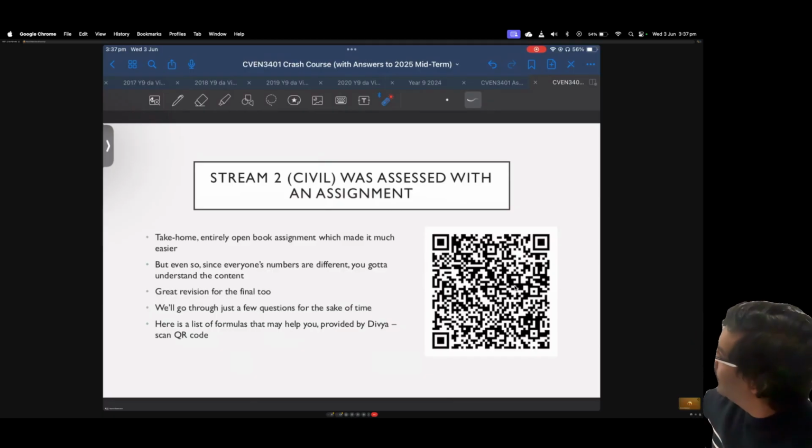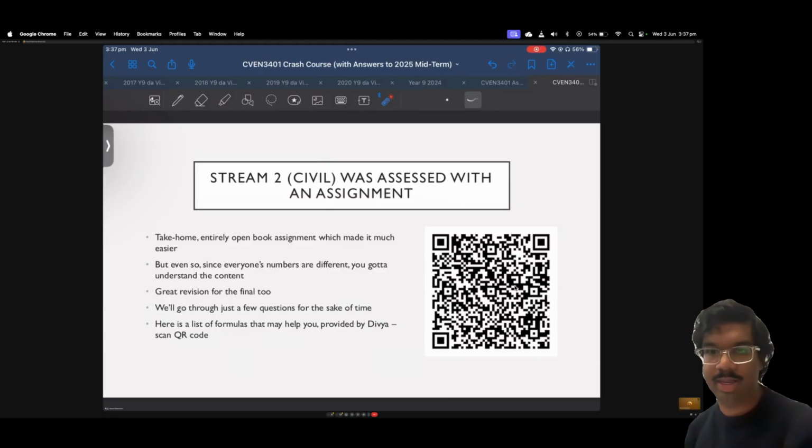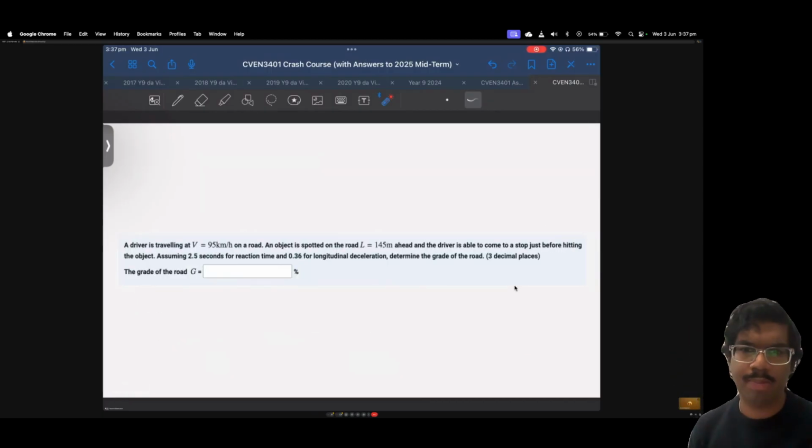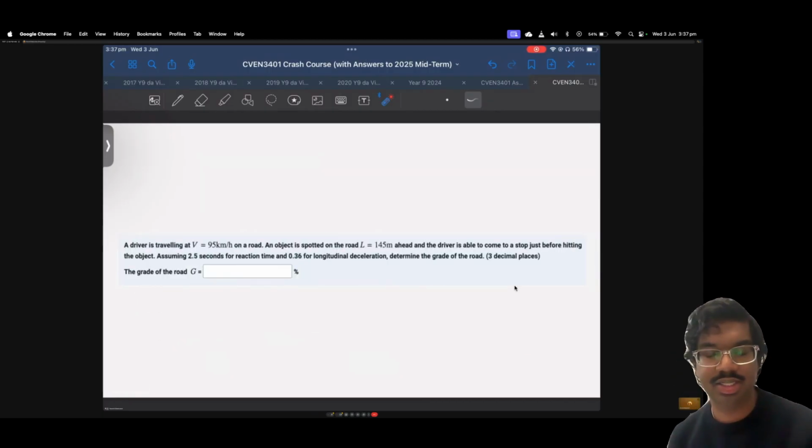And then these are the formulas. They should be on your Moodle, but I don't know if Divya's made it public yet, so I've just got it there if you want. Okay, so this is just 2 questions. I didn't have much time. I did the rest of it on Friday, and this one I did this morning.